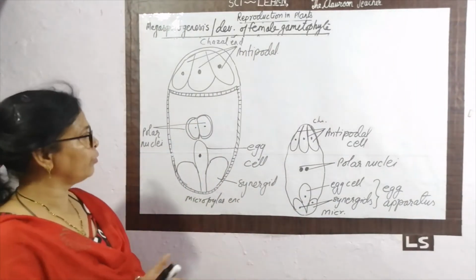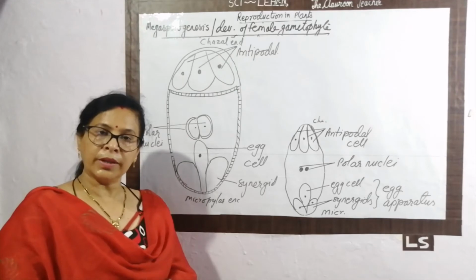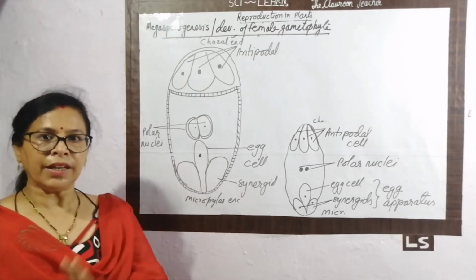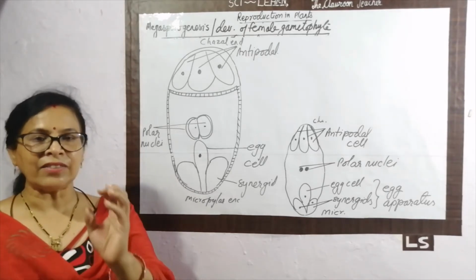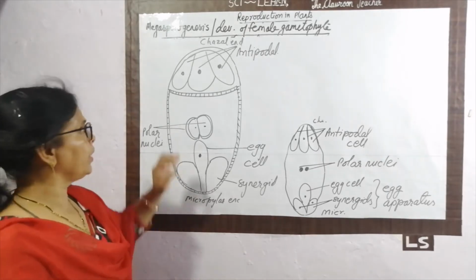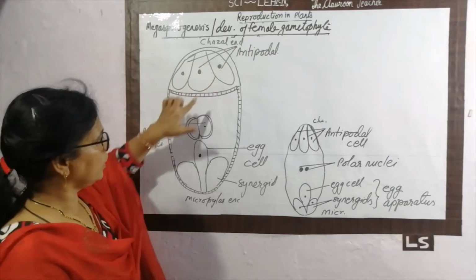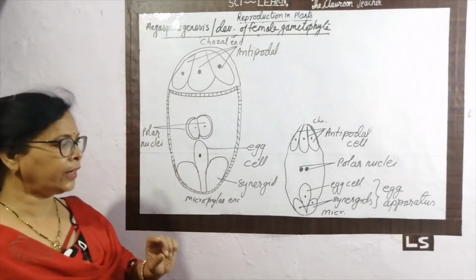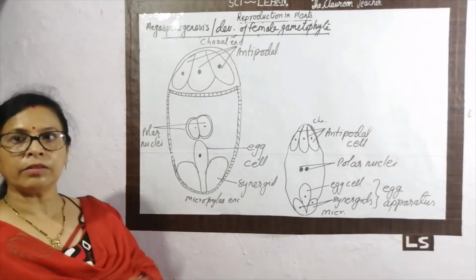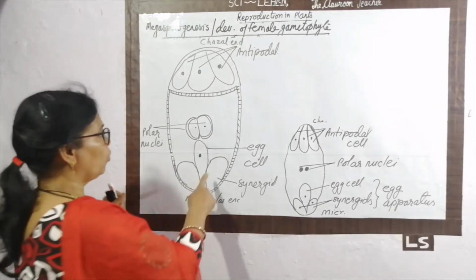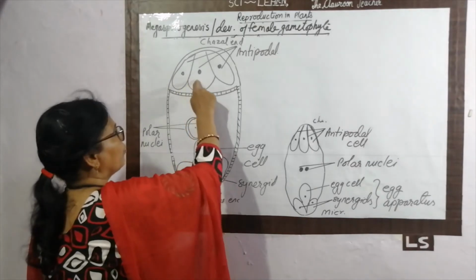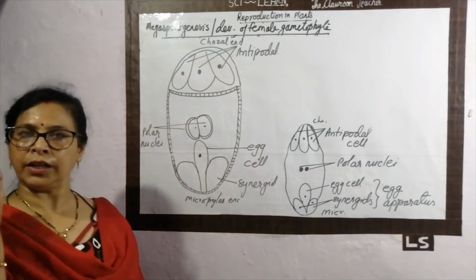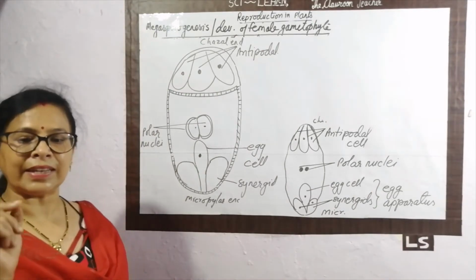Now look here carefully. What is an embryo sac? A completely developed embryo sac is actually an 8 nucleated and 7 cell structure. 8 nucleated: 1, 2, 3, 4, 5, 6, 7 and 8. With 8 nuclei, the number of cells is 7: 1, 2, 3, 4, 5, 6 and 1 whole. This is the 7. It is called the 8 nucleated 7 cell structure.